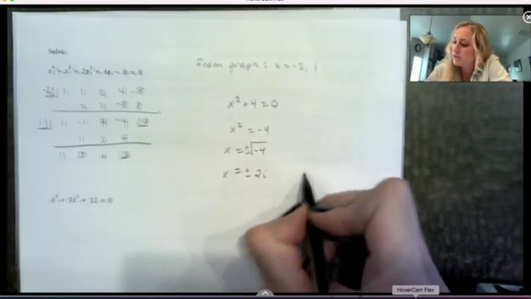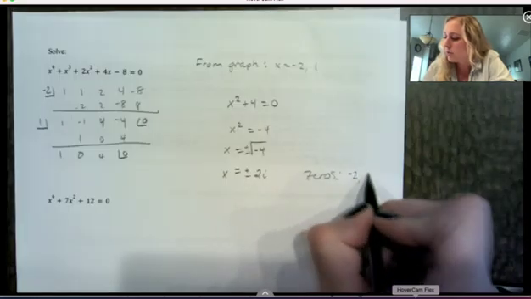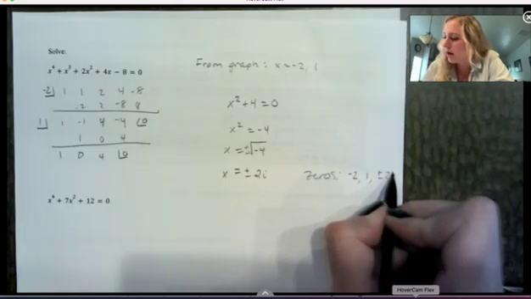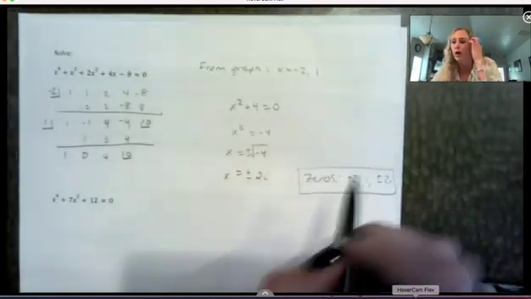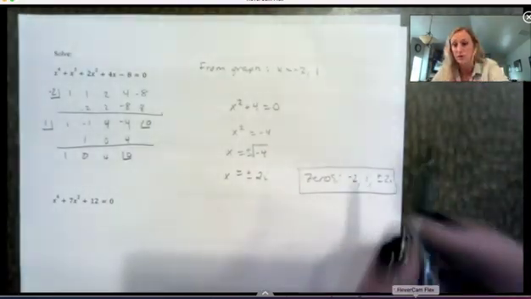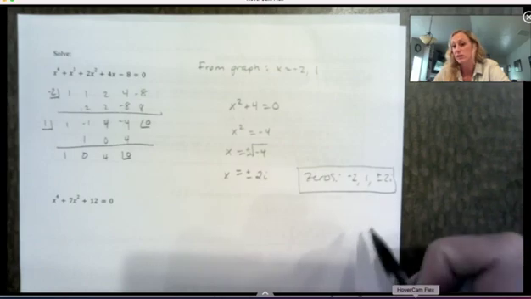So zeros for this graph are negative 2, 1, and plus or minus 2i. So I still have 4 roots. Only 2 of them are visible, and that's because they are real roots. They're real numbers that I got. If they're imaginary, we won't see them crossing the x-axis, but they still exist. So we still want to be able to find those.